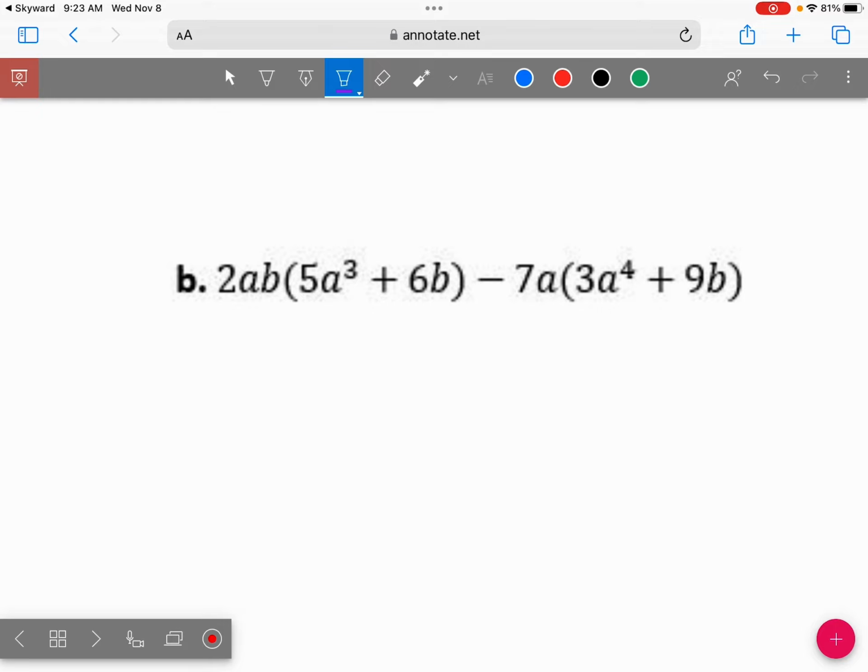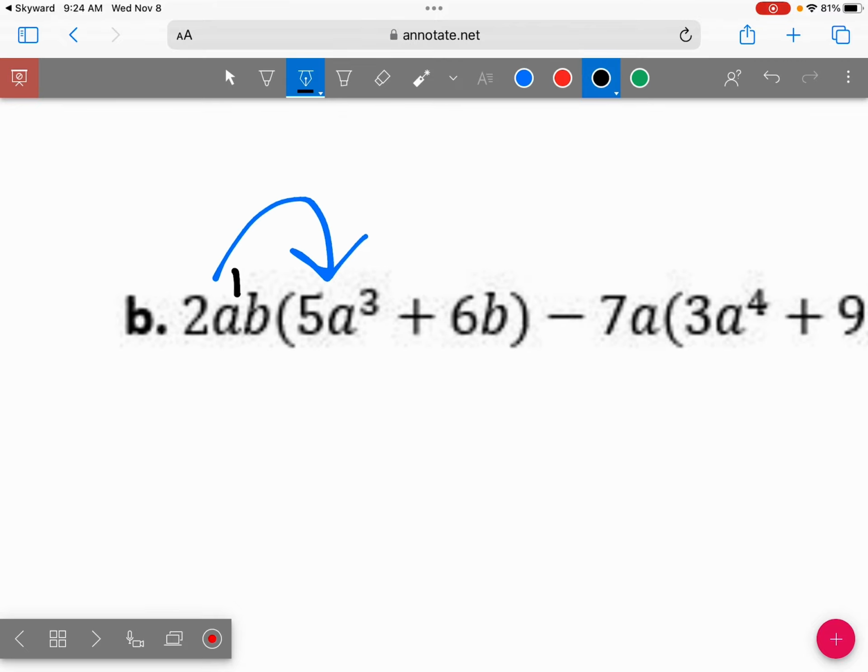So we're distributing the 2AB. So 2AB times 5A cubed. So 2 times 5. I always like to put in my power, so I have a 1 and a 1 here and here. Put in my power so I can remember what I'm adding. So take a minute and distribute this first one. Take this monomial, which is 2AB, and multiply it by the binomial, 5A cubed plus 6B.